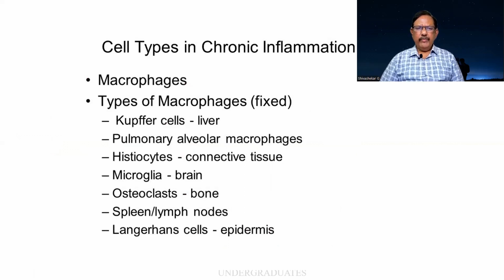Continuing with the cells of chronic inflammation, the macrophages. You find that the macrophages are the tissue counterparts, therefore they are fixed. Kupffer cells are found in the liver. In the lung, there are the alveolar macrophages. Histiocytes in any connective tissue. Brain, microglia. Bone, osteoclast. And lymph nodes and spleen will again have histiocytes. Langerhans cells are found in the epidermis. So these are some sites where we will be having fixed macrophages. We will have it in mind.